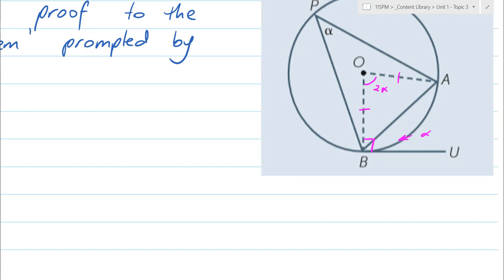Just be a bit careful though. This looks a bit like that's a right angle, but there's nothing to say that's a right angle. So in fact, if anything, it looks like it's more like 85 degrees. So we know that this angle is equal to this angle.